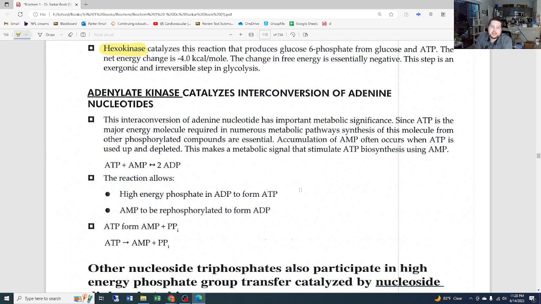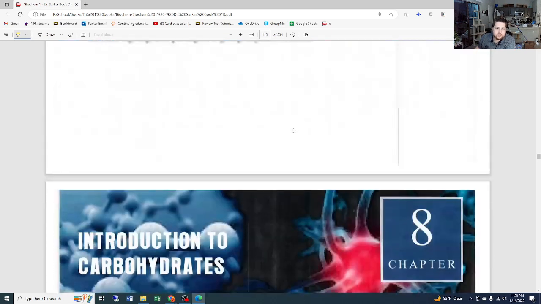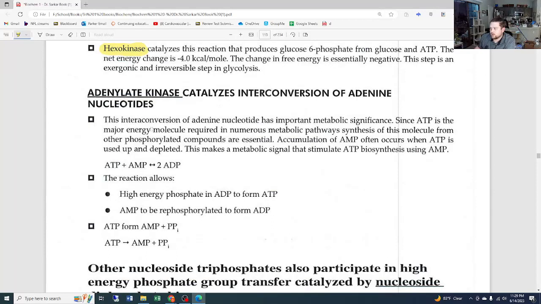Adenylate kinase catalyzes interconversion of adenine nucleotides. Let me see how much exactly we have. Oh, this is the last thing. Okay, so this interconversion of adenine nucleotides has important metabolic significance. Since ATP is the major energy molecule required in numerous metabolic pathways, synthesis of this molecule from other phosphorylated compounds is essential.